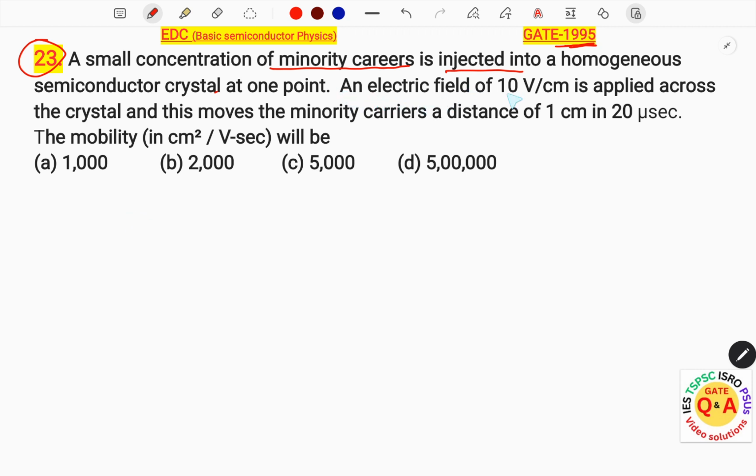An electric field of 10 volt per centimeter is applied across the crystal, and this moves the minority carriers. This electric field moves the minority carriers a distance of 1 centimeter in 20 microseconds. Then the mobility of the minority carriers will be what?